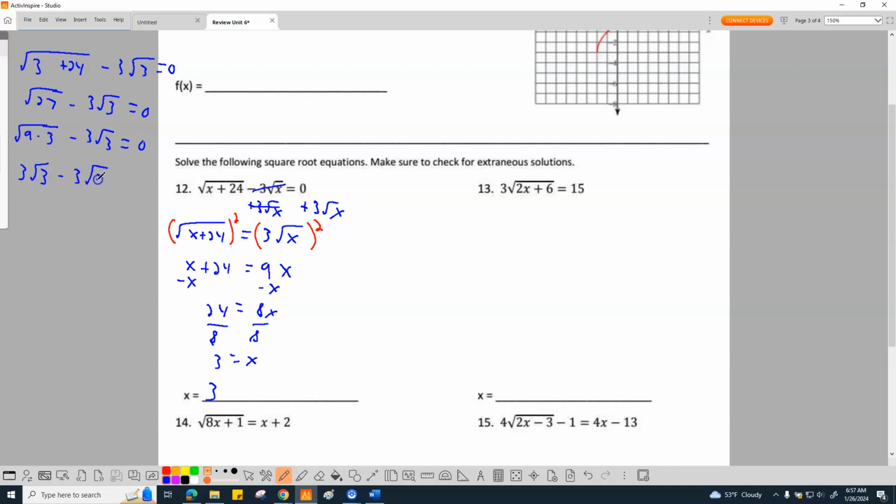And then check it out. If I have 3 minus the square root of 3, something minus itself is always going to reduce down to 0. So 0 equals 0. Is that a true statement? It is a true statement, yes, which means this is a solution. So that's how we get that done.